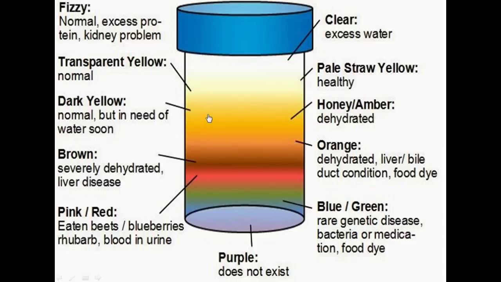Dark yellow can happen sometimes in dehydration, which could be honey color. Brown or orange happens in a dehydrated condition or when there is jaundice or when somebody takes too much contaminated food with dye in it. Pink or red color happens when we eat beetroots, too many blueberries, rhubarb, or when there is blood in the urine. Blue or green color occurs rarely, in genetic disease or bacteria or food dye, and certain colors never exist, which can be fake coloring.